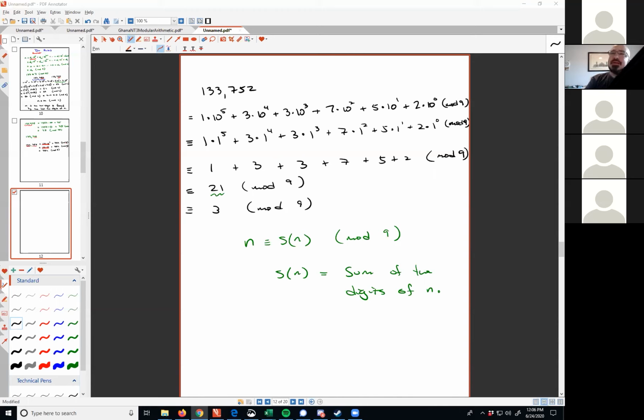And remember what we did here modulo 9. We looked at powers of 10 modulo 9. That's a hint. See what you can do between now and Monday. Any questions?